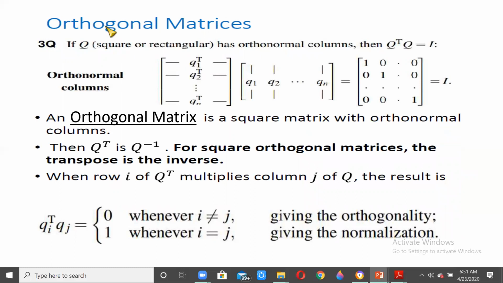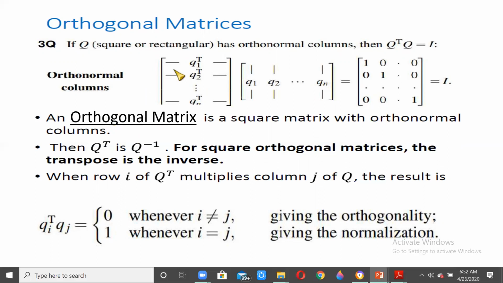Then from this we can write, if we have Q as a square or a rectangular matrix, and it has orthonormal columns, then we see that Q transpose Q will always be equal to I. And that can be written like this. Q is written like this, and Q transpose is written like this, and if you multiply both, you'll get I.